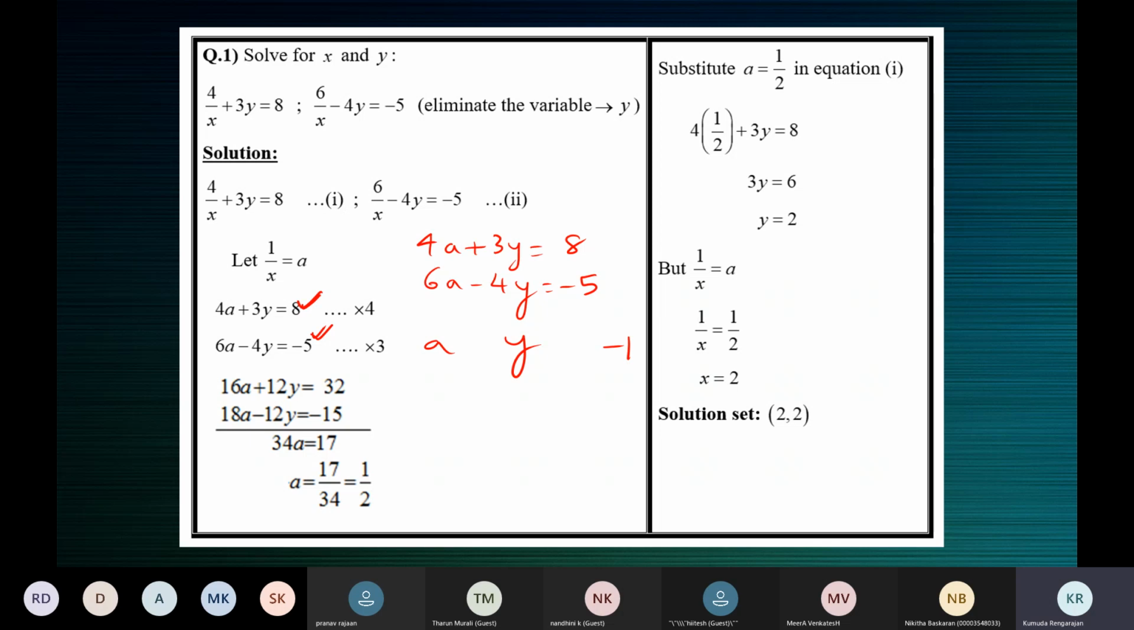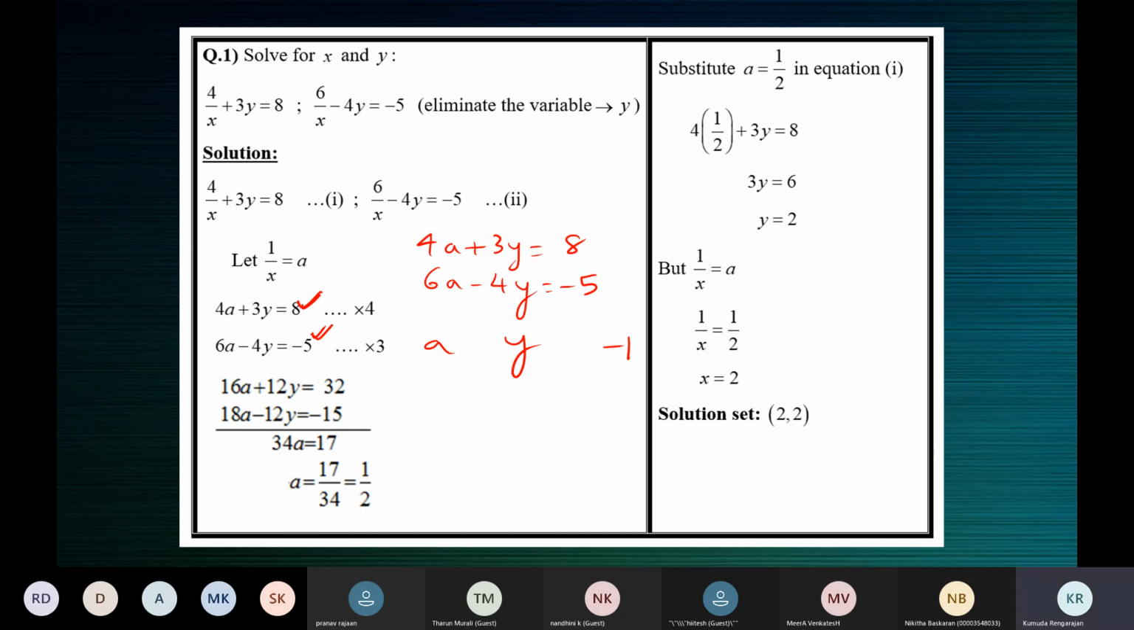We have the constants 8 and minus 5 on the right hand side. So when the variables are on one side and the constants are on the other side, the heading will be the variables. Whatever the variables are, if they are p and q, you will write pq. Here the variables are a and y, so a, y. And since the constants are on the other side, the heading will be minus 1. A, y and minus 1.